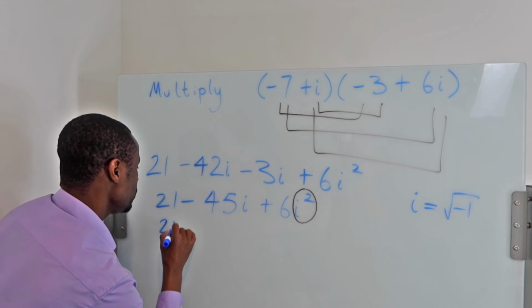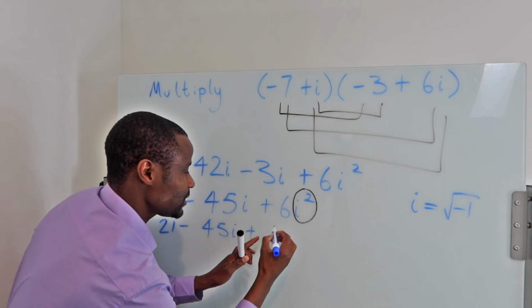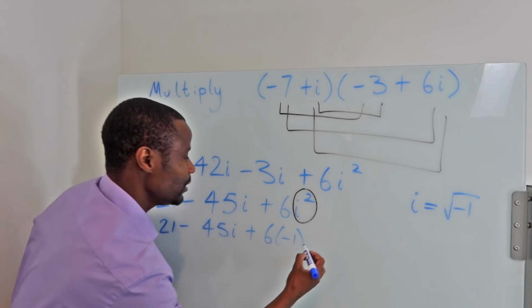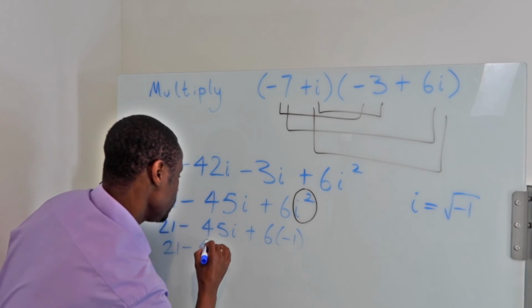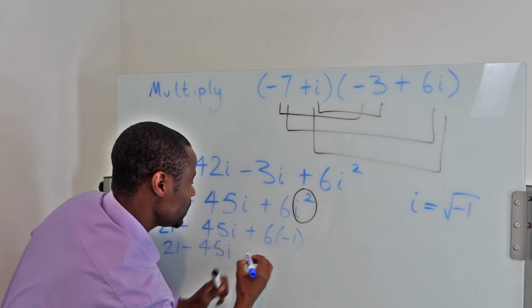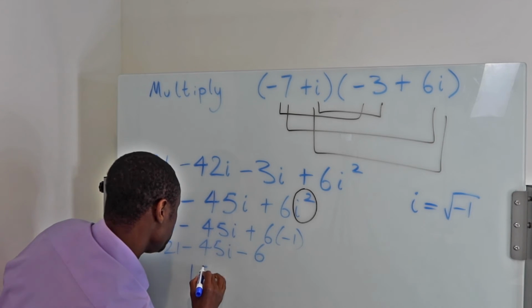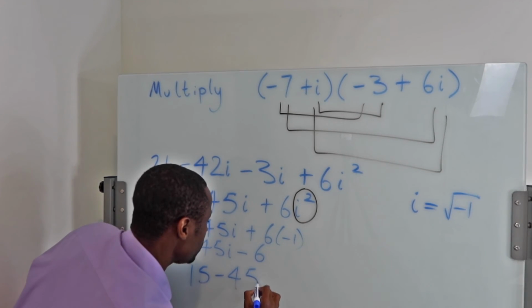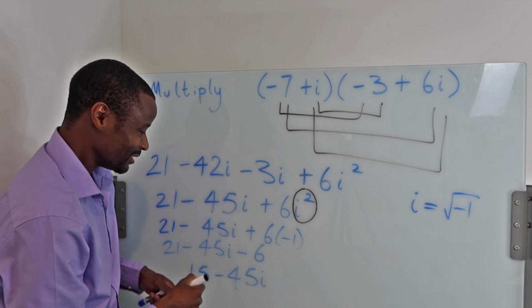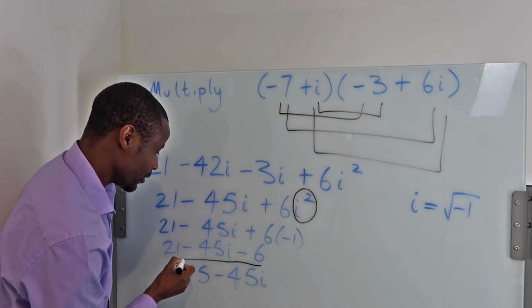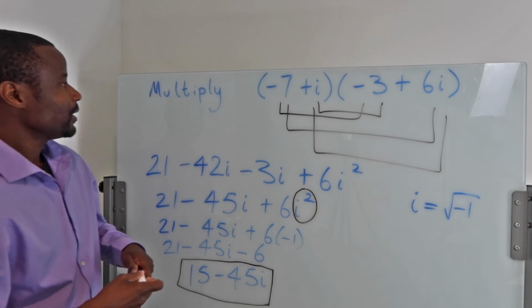Let's rewrite this then. What we have is 21 minus 45i plus 6 times -1. Well, that's just 21 minus 45i minus 6. 21 minus 6 is 15, so we have 15 minus 45i. And that's our final answer. It has an imaginary part, so it's a complex number. It has a real part and an imaginary part. That's our final answer to this problem.